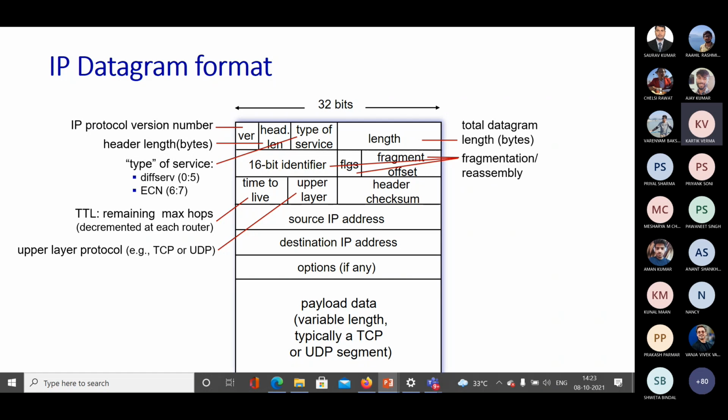All right. Now, this 16-bit identifier, the flags and the fragment offset. I was telling you about these things, but I told you that the 16-bit identifier we will read later on. These three fields are basically concerned with fragmentation and reassembly. We will see how it is important here, and what it actually means.